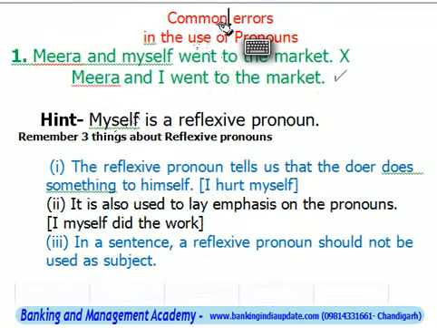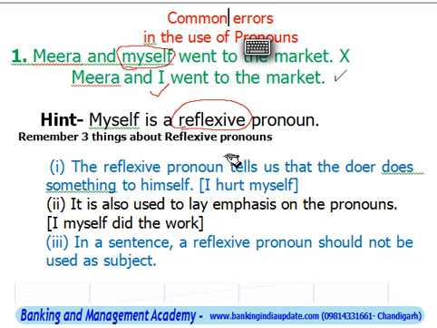Now let us consider the common errors that we make in the use of pronouns. The first example is, Meera and myself went to the market. This sentence is incorrect because of its usage of the word myself. Instead of myself, I is the correct use. Myself is incorrect because it is a reflexive pronoun.